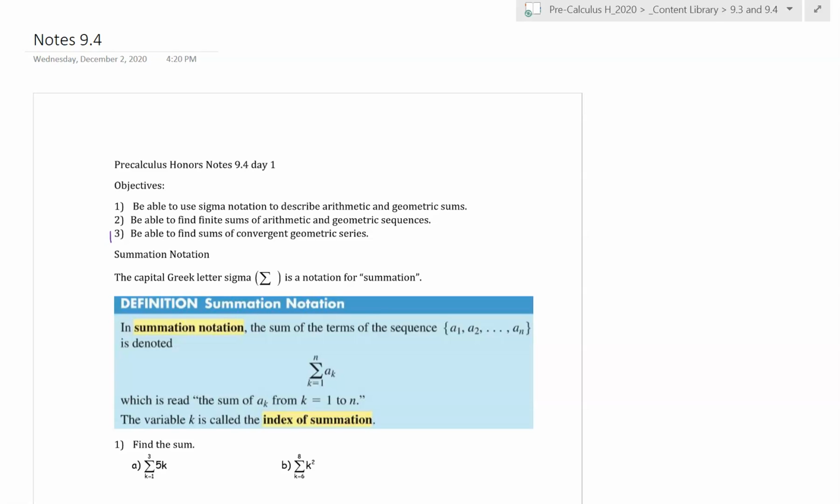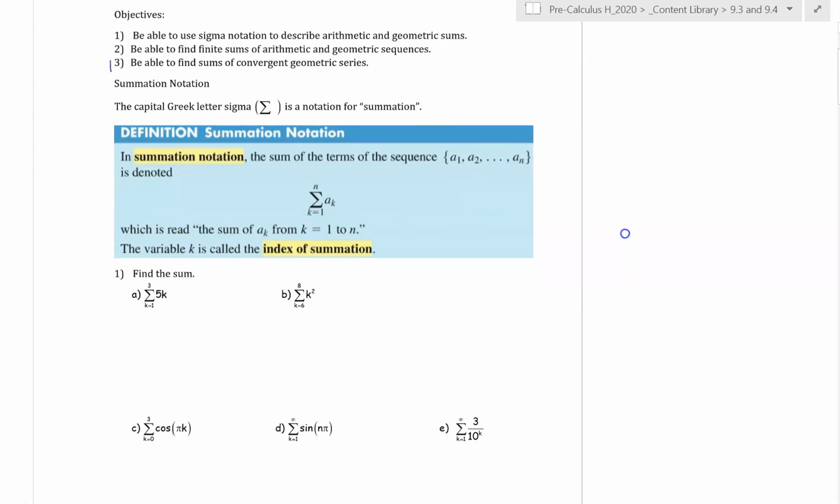Our objectives: be able to use sigma notation to describe arithmetic and geometric sums, be able to find some finite sums of arithmetic and geometric sequences, and be able to find sums of convergent geometric series. So we're going to start with summation notation. The capital Greek letter sigma is a notation for summation. It means find the sum.